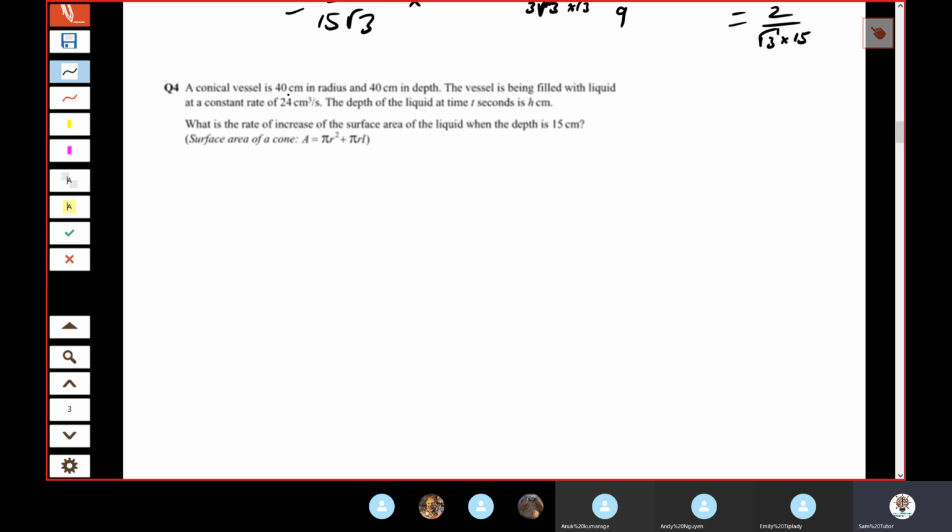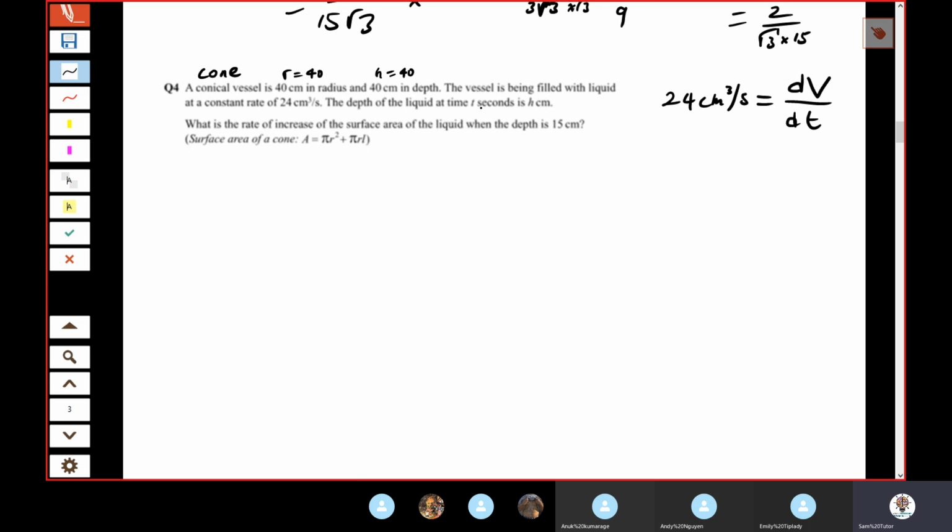A conical vessel is 40 centimeters in radius and 40 centimeters in depth. So R equals 40 and H equals 40. And what shape is it? Cone. Yeah. The vessel is being filled with liquid at a constant rate of 24 centimeters cubed per second. What is that equal to? dV over dt, volume.